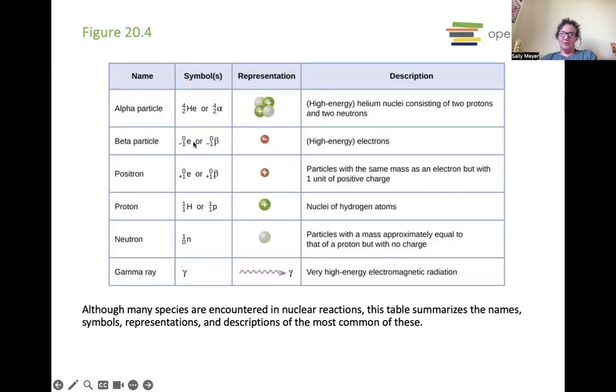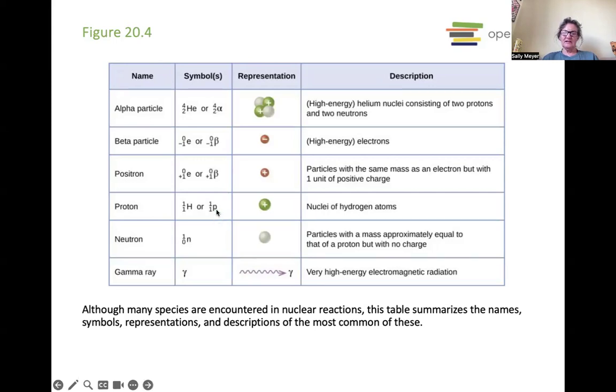Now, we'll think about this more in class, but there aren't electrons in the nucleus. So when an electron is emitted from the nucleus, it's because a neutron falls apart and forms a proton and an electron. So we'll actually balance that equation in class. A positron is another particle that can be emitted from a nucleus. It's an electron with a +1 charge, so it has all the same properties as an electron, but it has the opposite charge. Another thing that can come off is a proton.